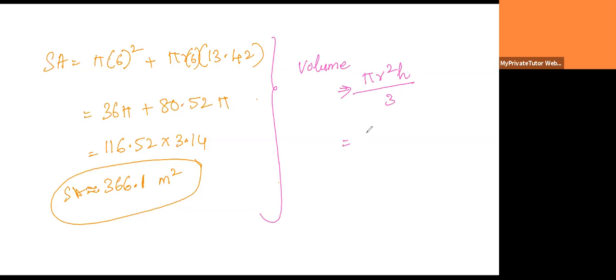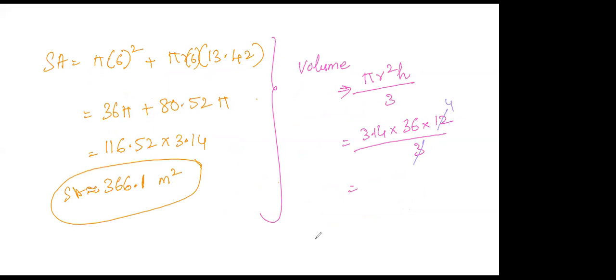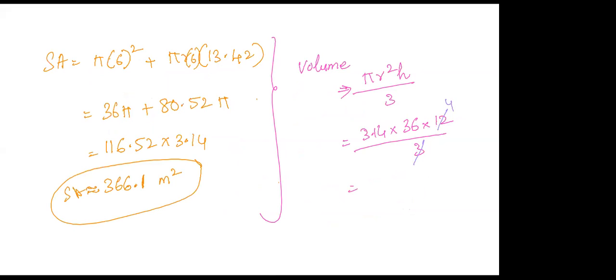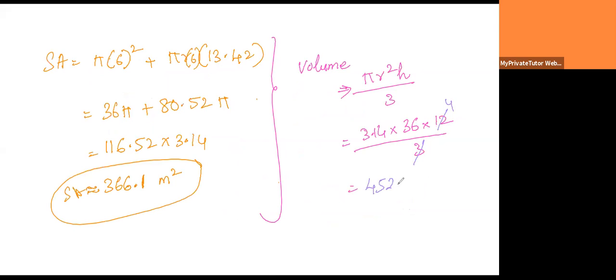You know the value of pi, and 3.14 times r square would be how much? 36. And then h would be 12. And then you're going to divide by 3. If you simplify this, we'll get 452.448, so 452 point something. Which is meter cube.